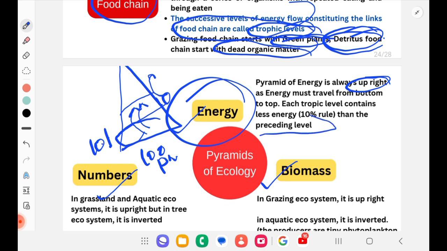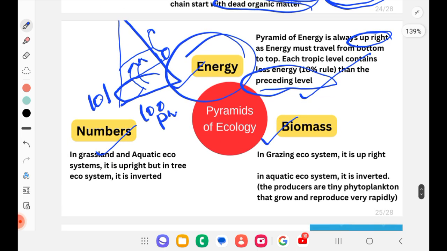Okay. Then we have pyramid of biomass. So biomass, mass, right? Weight.